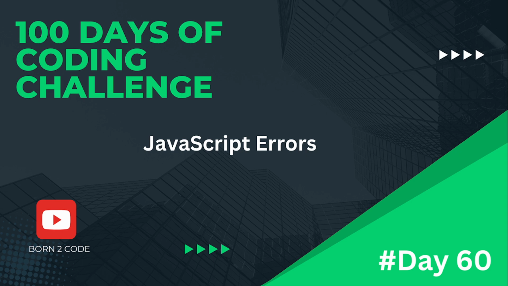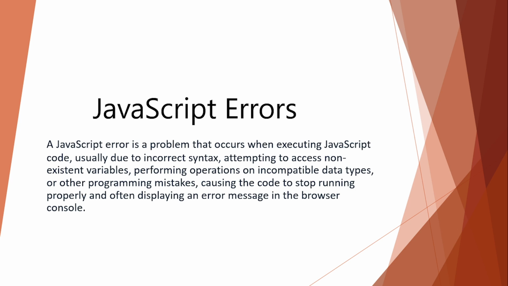Today our topic is JavaScript errors. A JavaScript error is a problem that occurs when executing JavaScript code, usually due to incorrect syntax, attempting to access non-existent variables, performing operations on incompatible data types, or other programming mistakes, causing the code to stop running properly and often displaying an error message in the browser console. So this is JavaScript errors.